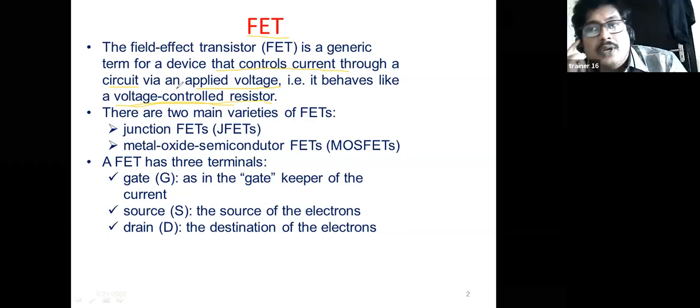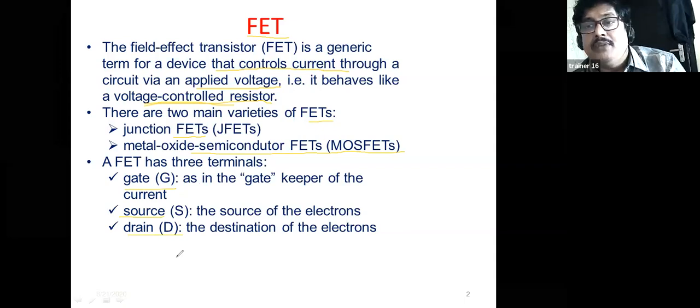And in this FET, two types are there. One is the junction transistor, another one is the MOSFET. MOSFET means metal oxide semiconductor field effect transistor. In this FET, three terminals are there, that is the gate, source, and drain.